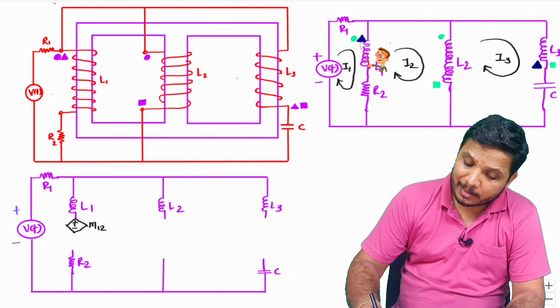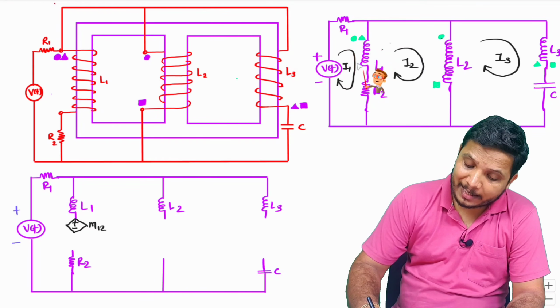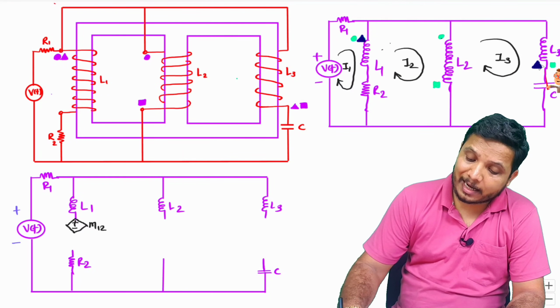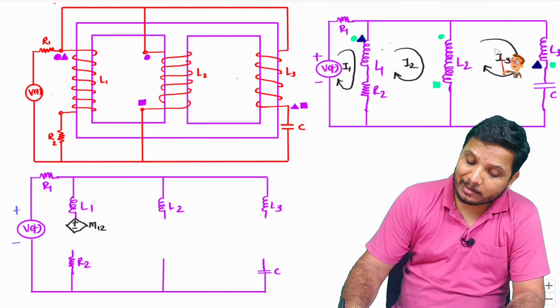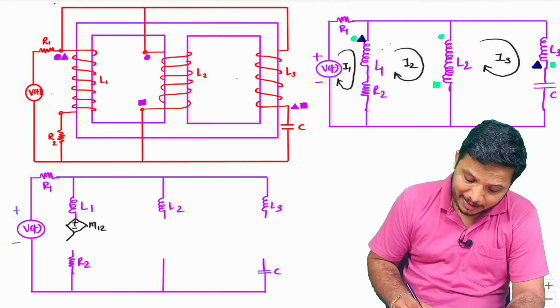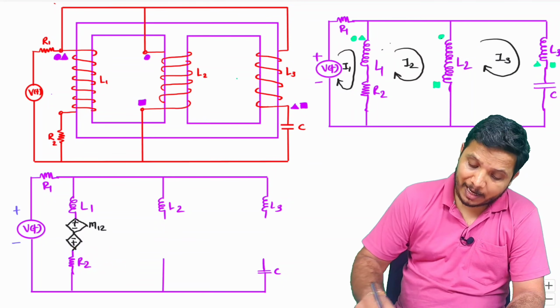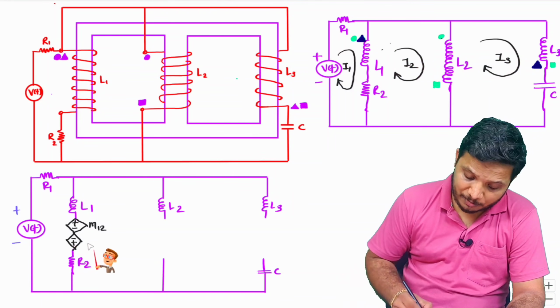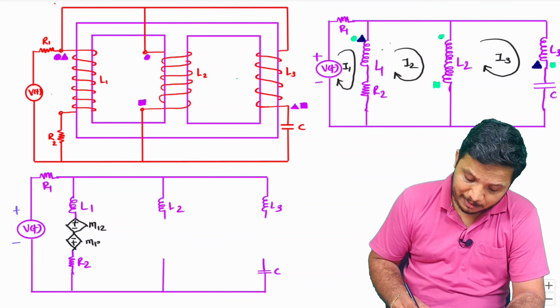Now you see this triangle that is between L1 and L3. Here the triangle has entering current for L1 and leaving current for L3. So entering and leaving makes polarity minus plus. And between L1 and L3 it should be M13.